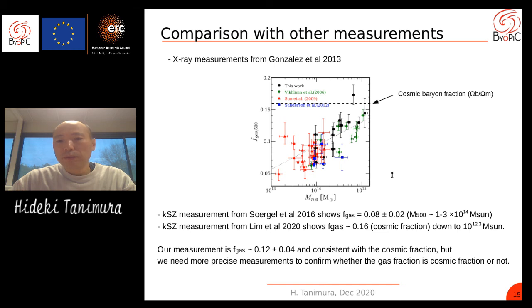Finally, we compare our value of gas fraction with other measurements in X-ray and KSZ. And this is the X-ray measurement of gas fraction in Gonzalez et al., which shows a depletion of gas in clusters relative to the cosmic baryon fraction. And also the KSZ measurement from Schaan et al. shows a lower value than the cosmic baryon fraction. However, the KSZ measurement from Lim et al. shows the gas fraction is consistent with the cosmic baryon fraction down to low mass halos, groups. Our measurement is consistent with the cosmic fraction, but also with the other measurements shown here. So we need a more precise measurement to confirm whether the gas fraction is the cosmic fraction or not.